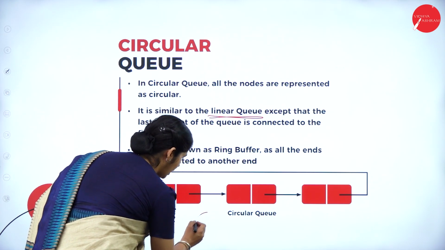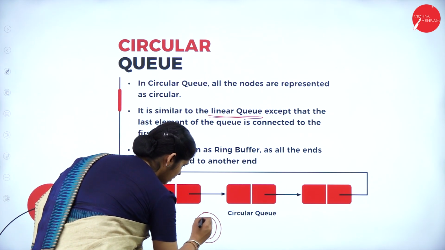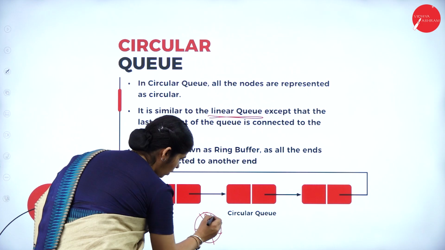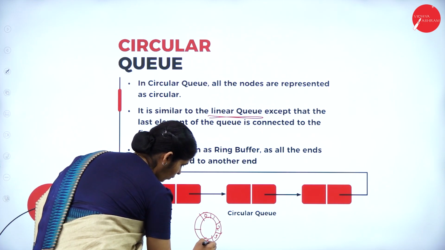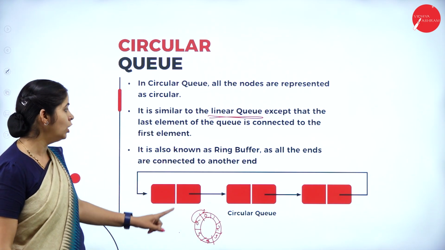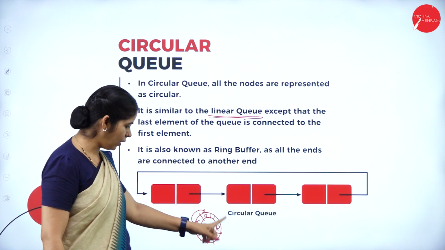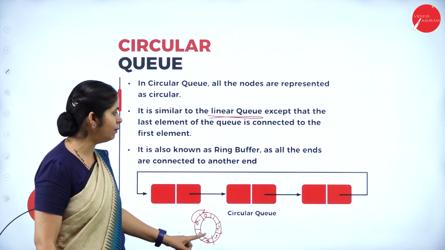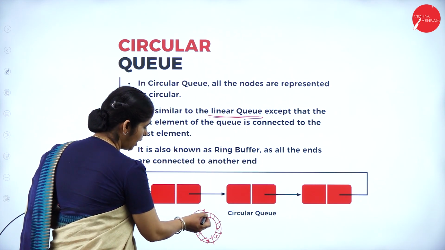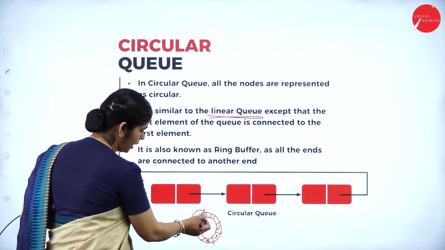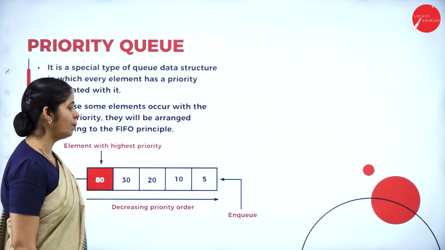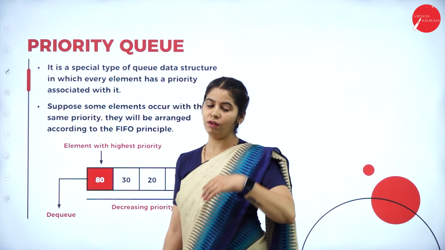We can represent it like this. This is 0, 1, 2, 3, 4, 5 and 6. The last element is connected to the first index value of the queue. This is also known as a ring buffer, as the ends are connected to each other. Both ends are connected, last and first, so we call it a ring buffer. This is all about the circular queue. Next, coming to the priority queue. Again, we have a priority.